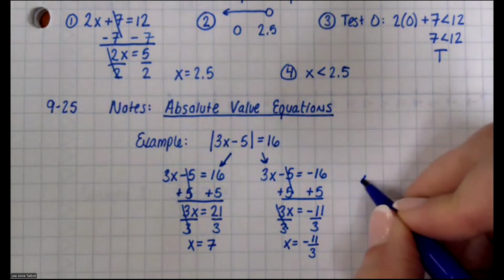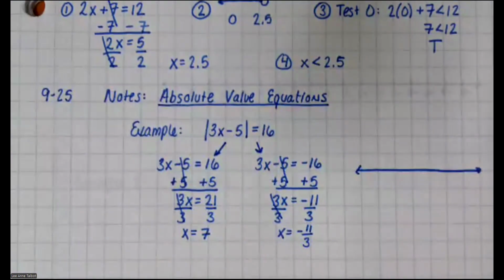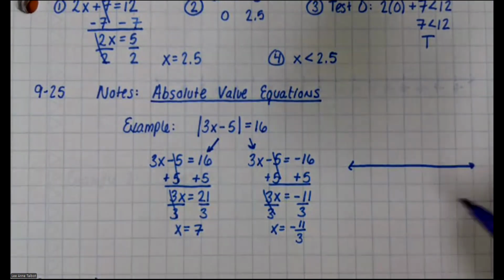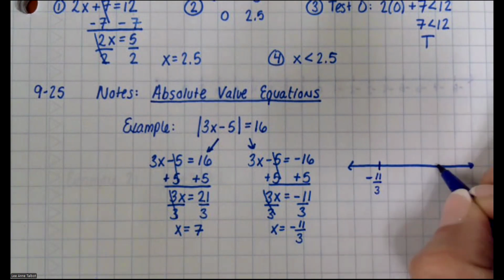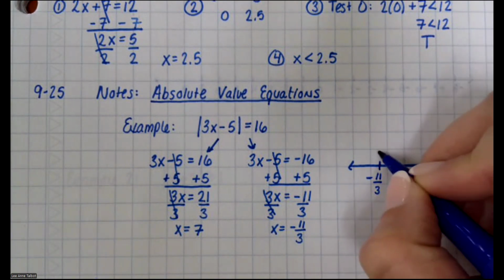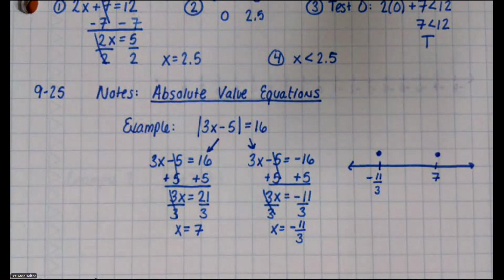Okay, now absolute value equations, they can have a number line answer, but because it's equals, it's just the 2 dots. This is very important. There's no arrow or anything with absolute value equations because x equals those 2 numbers. So you just have the 2 dots on the number line.